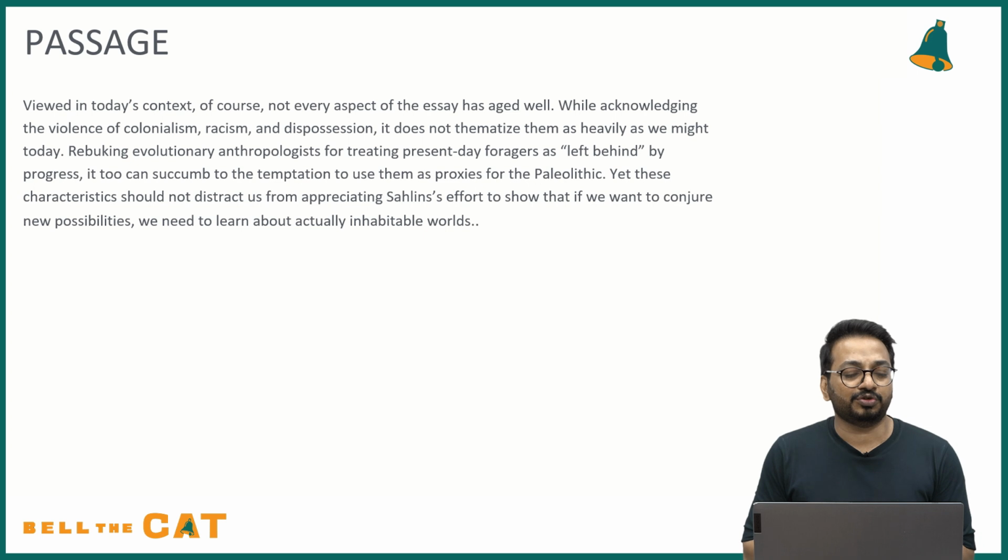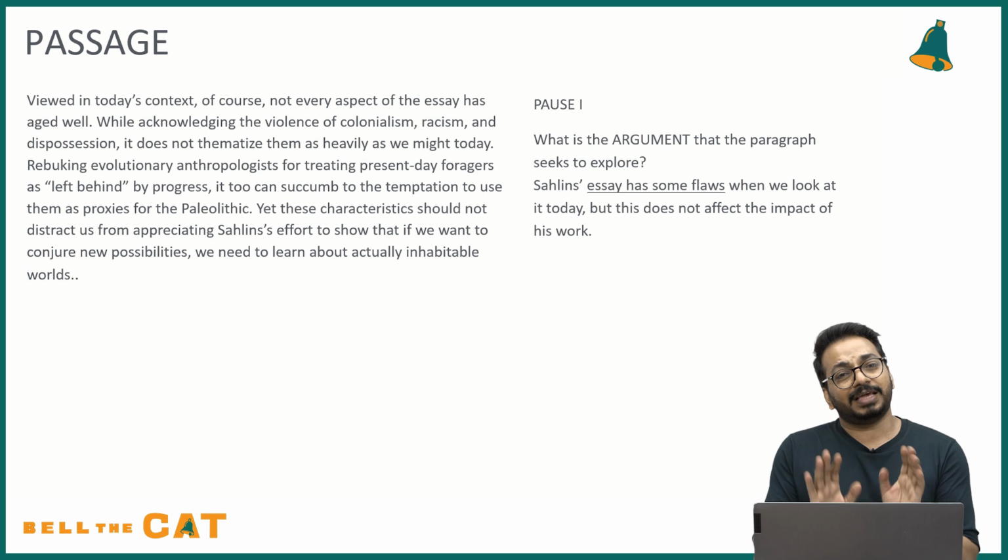"Yet these characteristics should not distract us from appreciating Salins' effort to show that if we want to conjure new possibilities, we need to learn about actually inhabitable worlds." So what is it saying? Overall, despite these flaws, this book is fantastic. It should not distract us from appreciating what? If you want a different way of life, if you want to make a different choice, you need to first know that such options are there, right? That's what it shows. Salins' view is showing you that option. So what is the argument here? Salins' essay has some flaws, 2 flaws, when we look at it today, but this does not affect the impact of his work. Overall, the work is great.